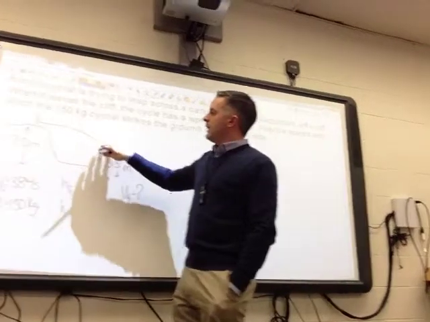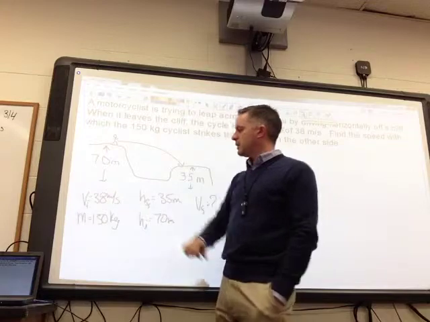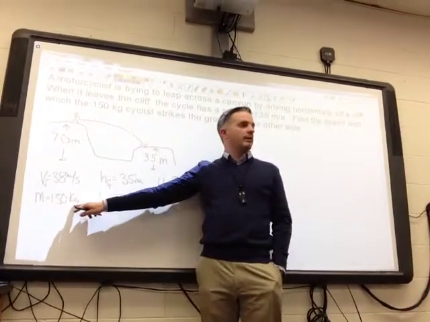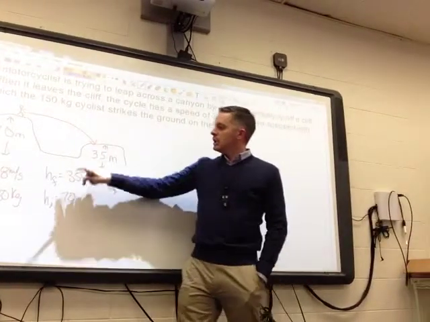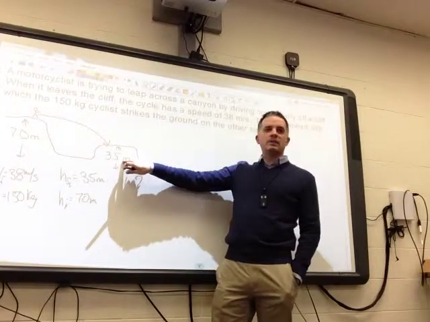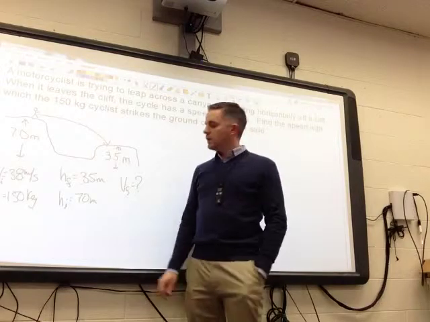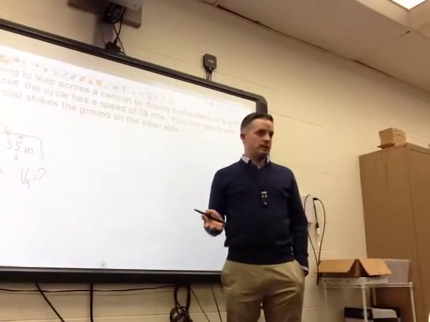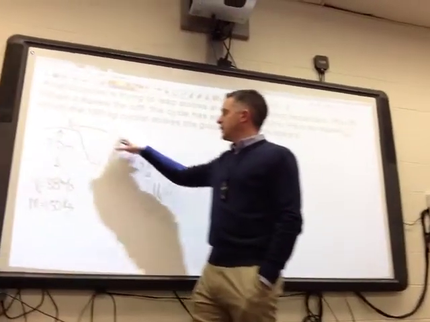So here's what I've done. I've identified things that we know. We know that he drives off the cliff with an initial speed of 38 meters per second, and that the guy and the motorcycle together have a mass of 150 kilograms. Looking at our picture, his final height is going to be 35 meters. That's where he's going to land. And he drives off a cliff that's 70 meters high. And we want to know how fast is he traveling when he lands. And here's the path that he takes.